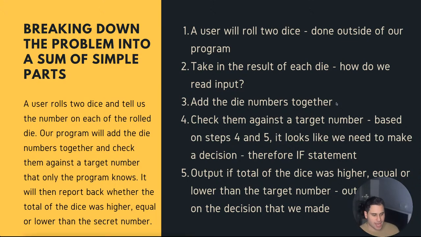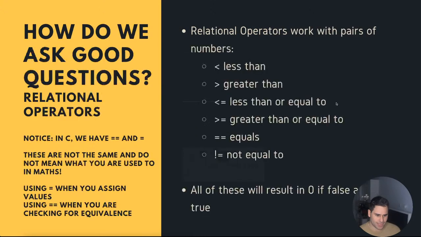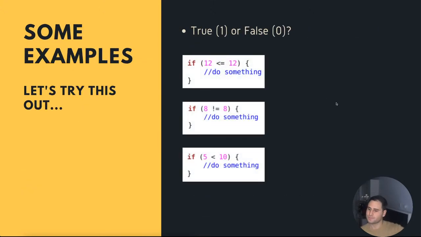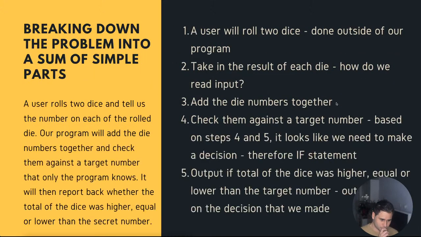Check them against the target number. I think we can do that. We can use these statements here, right? To check if the numbers are greater than or less than or equal to. Excuse me, we can do that. And then we're just printing out some statements. I think we can do that too. All right, so I think we have all the building blocks necessary to complete this program.